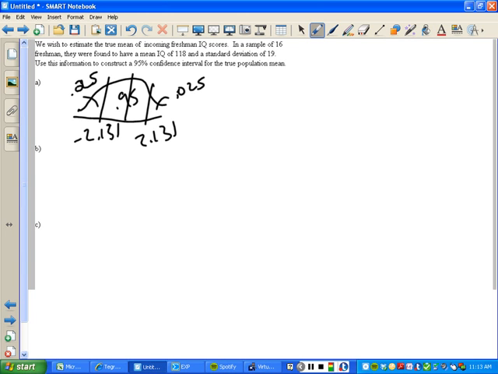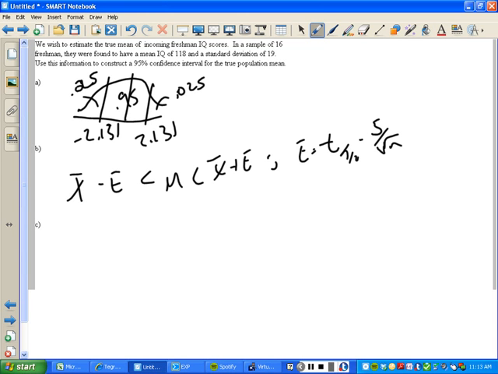All right, part B. Got another formula. The formula is x bar minus E is less than mu, which is less than x bar plus E, and E is equal to t alpha over 2 times s over the square root of n. Okay. Any questions on that? What's s? Standard deviation.